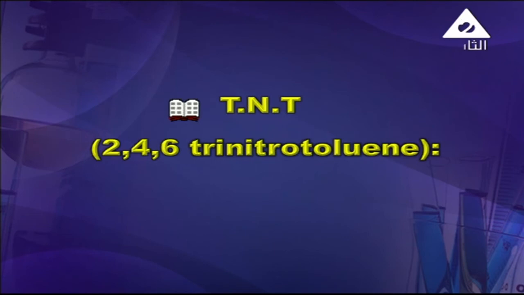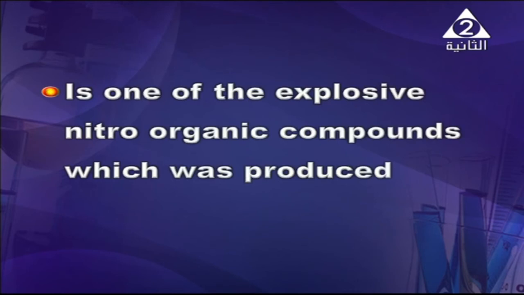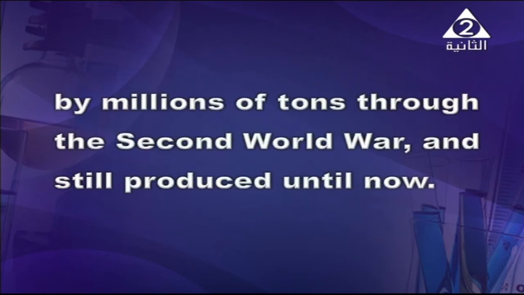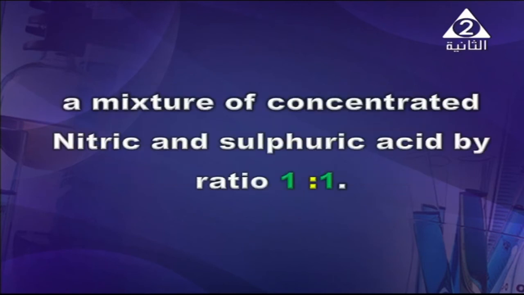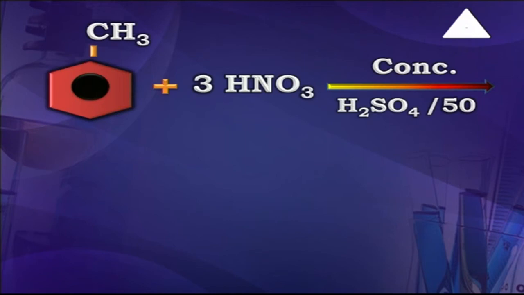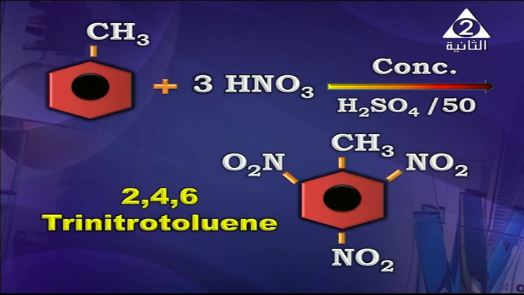Here, my dear student, TNT is 2,4,6-trinitrotoluene, one of the explosive nitro-organic compounds which was produced by millions of tons through the Second World War and is still produced until now. This compound is prepared by the reaction between toluene and a mixture of concentrated nitric and sulfuric acid by ratio 1:1. As the equation shows on the screen, toluene plus nitric acid in the presence of concentrated sulfuric acid at 50 degrees Celsius gives 2,4,6-trinitrotoluene, or TNT, plus 3 molecules of water.